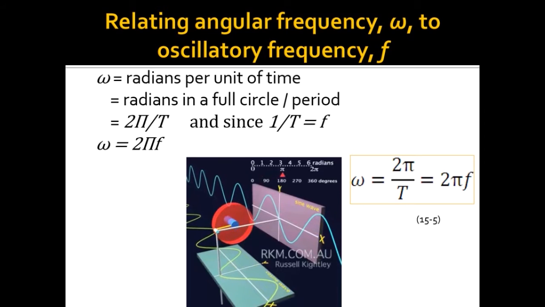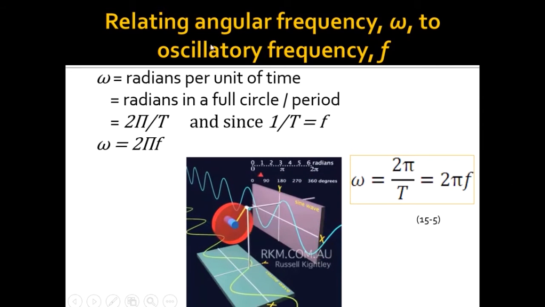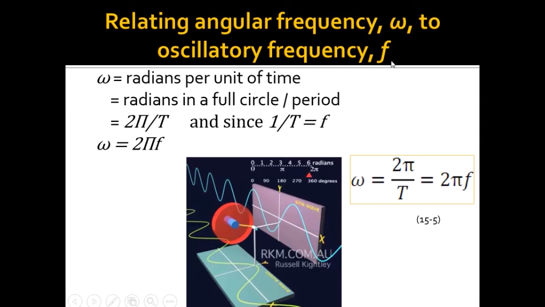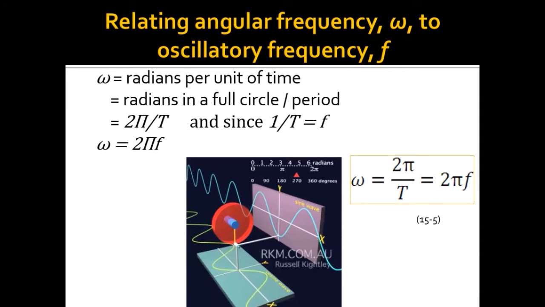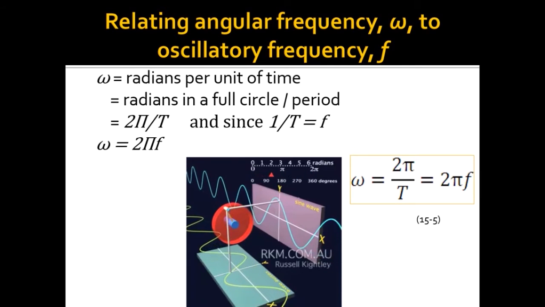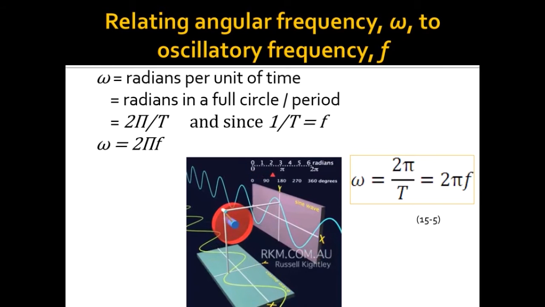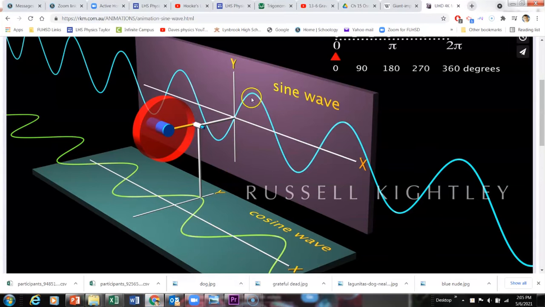This is relating the angular frequency, which we represent with the letter omega, to the oscillatory frequency, f. So the oscillatory frequency is what we were talking about earlier, that it's the number of oscillations in a unit of time. 10 hertz, for example, means it oscillates 10 times in 1 second. So here on my y-axis, I will have an oscillatory frequency going up and down, and on the y-axis of my cosine graph, I will have an oscillatory frequency going up and down.